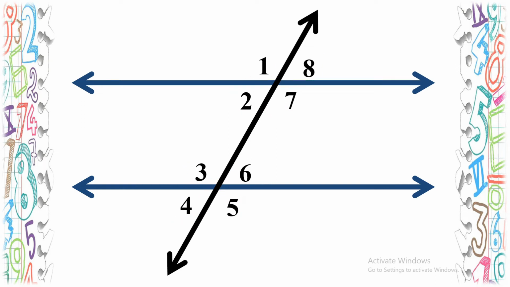Now considering again angle 1, if it measures 125 degrees, what is the measurement of angle 3, which is corresponding to angle 1? Very good. It should also be 125 degrees. So always remember, corresponding angles are congruent. They have the same measurement.